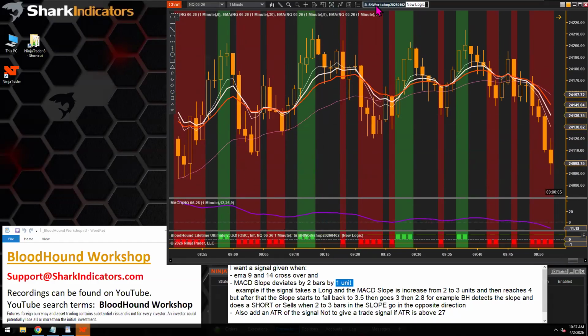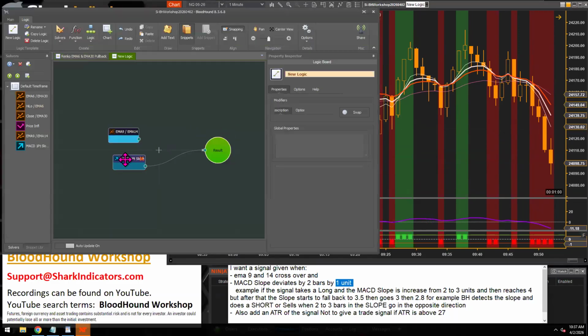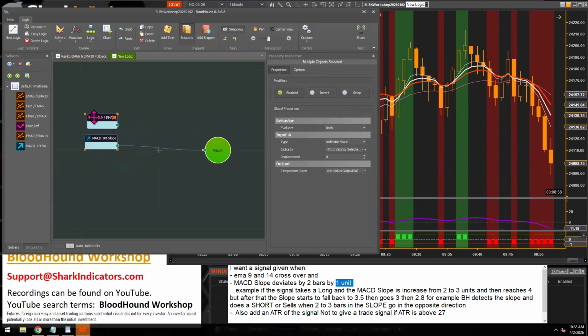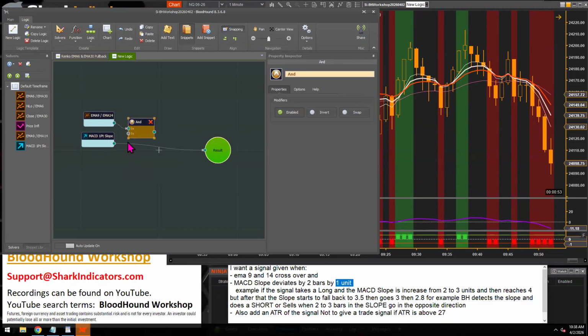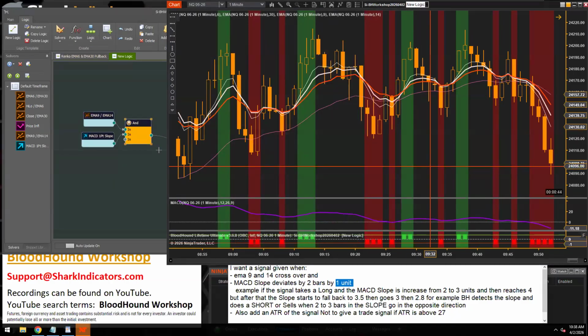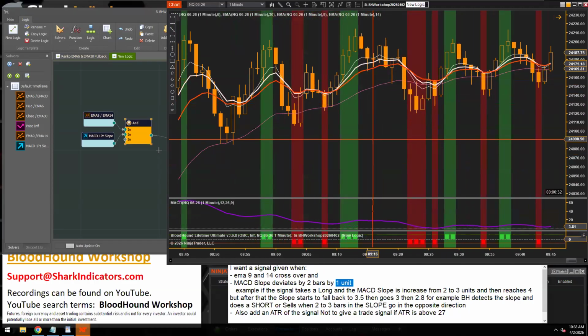All right, so we can now plug these together. Let's add an AND node. Try and say that 10 times fast. Okay, and there we go. So there's our filters there. So when the faster EMA is above the slower one and the MACD is rising, there we go, right? We get an output there.